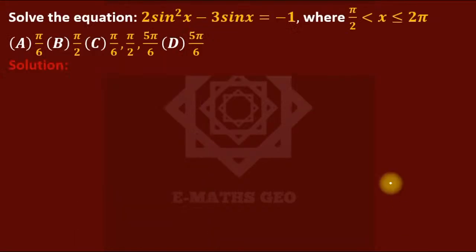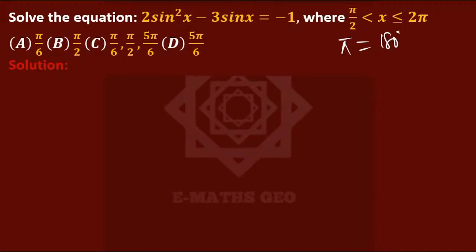But first of all, if you look at the range, x is in radians. So you should know that in radians, pi is equal to 180 degrees. So this is just 90 degrees. It's less than x, and x is less than or equal to 360 degrees. So pi means 180 degrees.